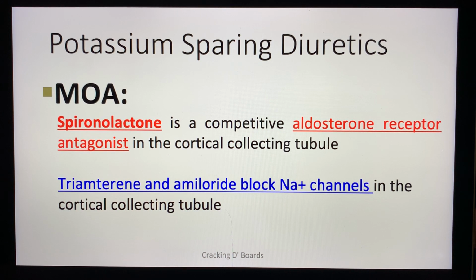Now, let me highlight spironolactone. Mechanism of action, memorize this by heart. Aldosterone receptor antagonists. That's going to come out in exams. So your spironolactone is a competitive aldosterone receptor antagonist. Your triamterene and amiloride will block your sodium channels.